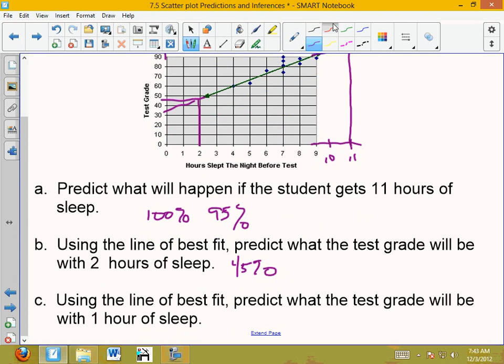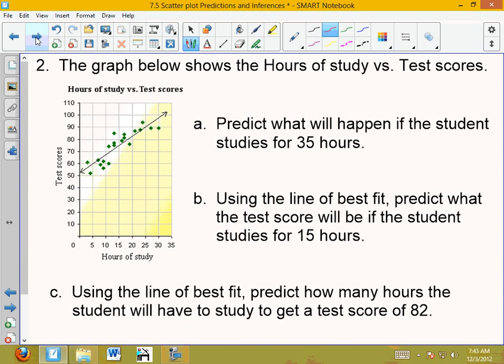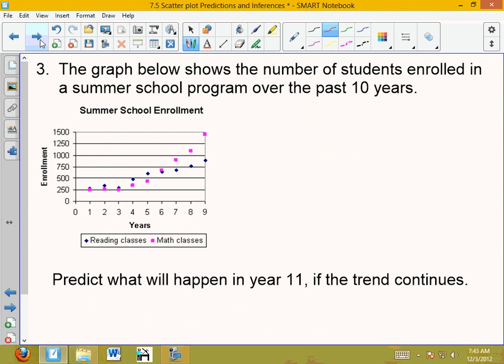1 hour of sleep, same thing. Go up, hit the line of best fit, go over. That looks like about 40%. Okay? That's all we're doing. All right? This one's exactly the same. Here, this is different.